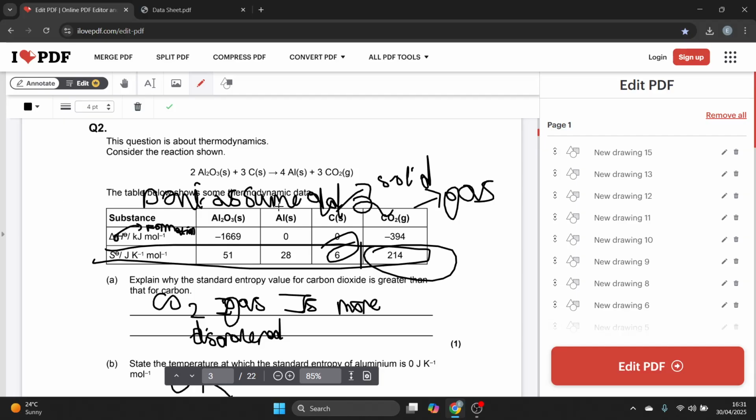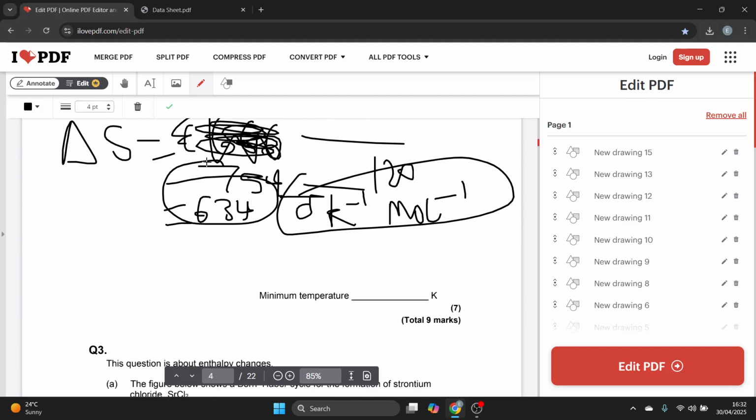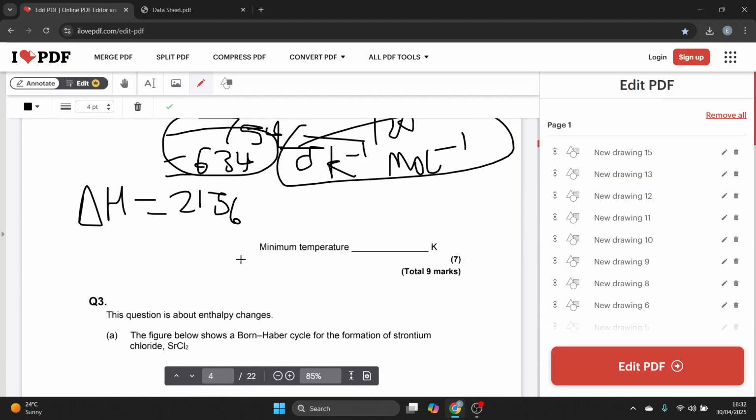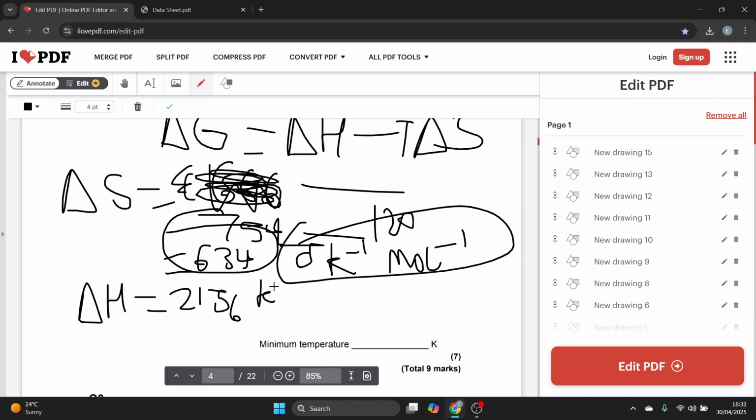So all it's going to be is 3 times minus 394 minus 2 times minus 1669, 2156. So delta H equals 2156. And what is it measured in, the units? Kilojoules per mole. Kilojoules per mole.